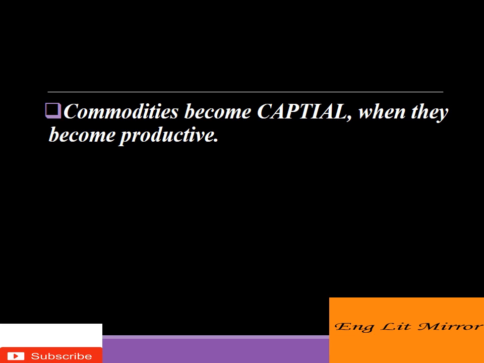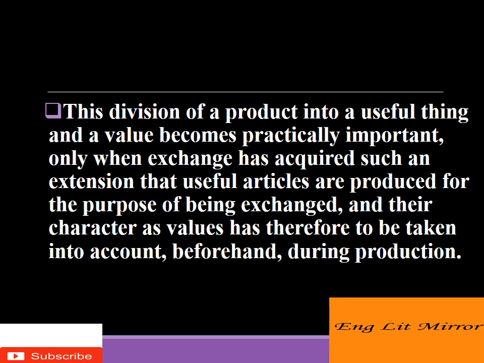Commodities become capital when they become productive. This division of a product into useful things and a value becomes practically important only when exchange has acquired such an extension that useful articles are produced for the purpose of being exchanged, and their character as values has therefore to be taken into account beforehand during production.